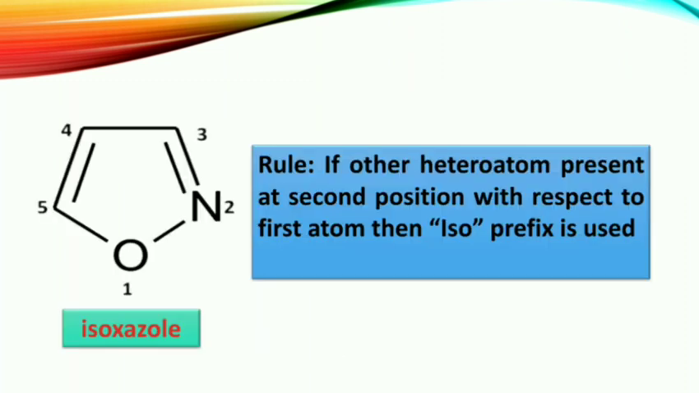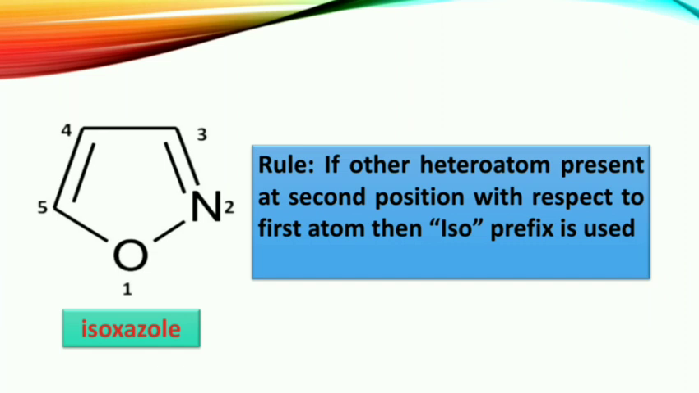Then see another rule. If one heteroatom is present at the second position with respect to the first atom, then you have to use the prefix iso. Here is a structure. In this structure you can see oxygen and nitrogen are present, and the other heteroatom is present at the second position in the heterocyclic ring. In such a structure you have to use iso as a prefix.